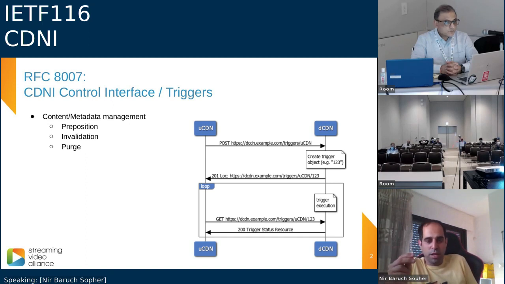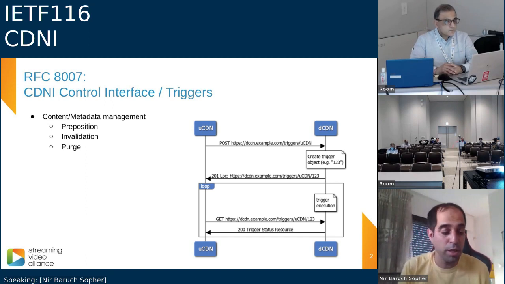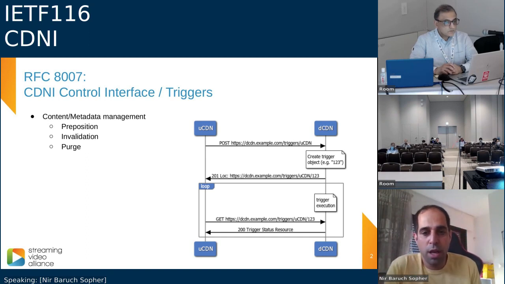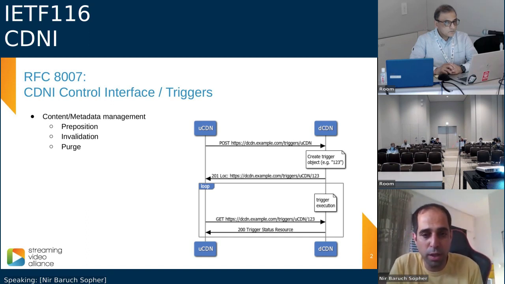This is just a quick recap. What is the trigger used for? So we have the upstream CDN and the downstream CDN, and the trigger interface brings a protocol for the upstream CDN to manage content or metadata within the downstream CDN. It's an entire protocol with different objects, and what we mainly changed is the trigger object. The protocol itself remained as in the original version of the trigger API.